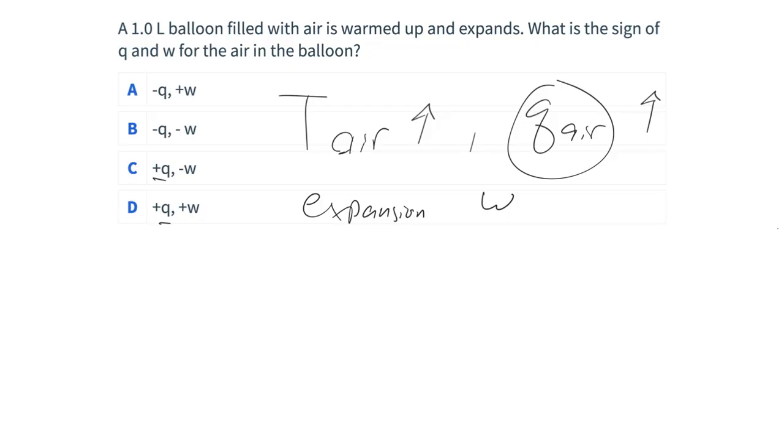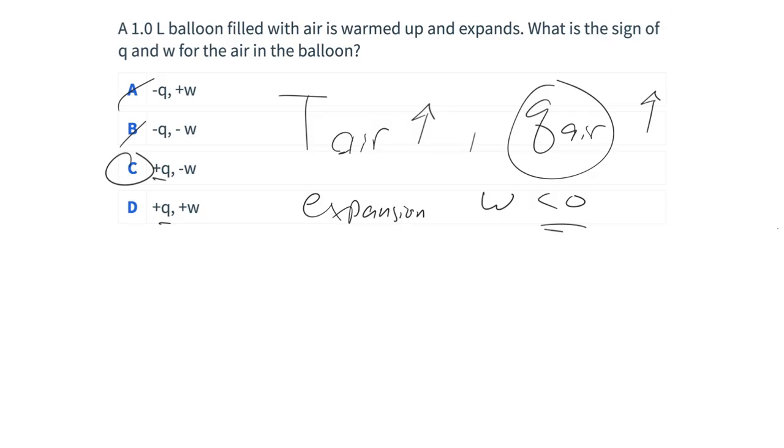And then what about work? So the balloon expanded. What's the sign of work? Is that negative or positive? That would be negative. And so the sign of work for expansion would be negative. So we'd be at answer C here. So if you had answer C, that's good.